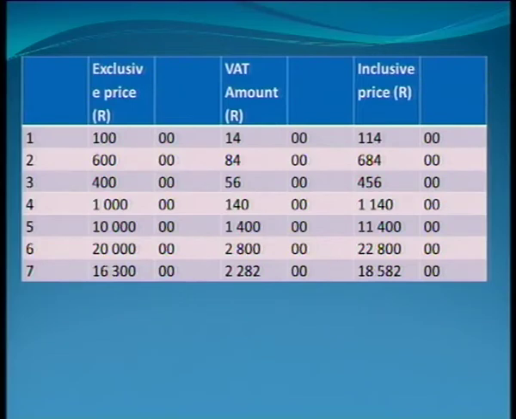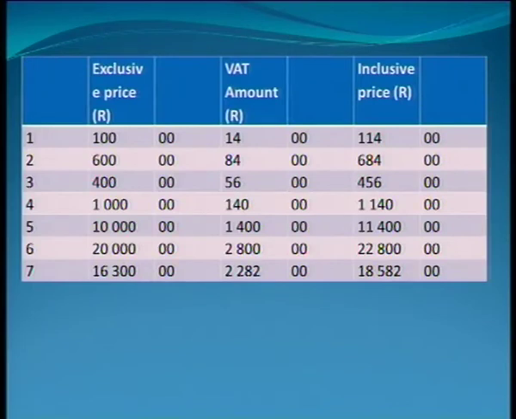Let's move on to number 2. You were given the exclusive amount, so the amount before any VAT, and you were supposed to calculate the VAT and also the inclusive price. So 600 times 14%, that's how you calculate it. You will get 84. 600 plus 84 will give you your inclusive amount of 684. Move on to number 3.